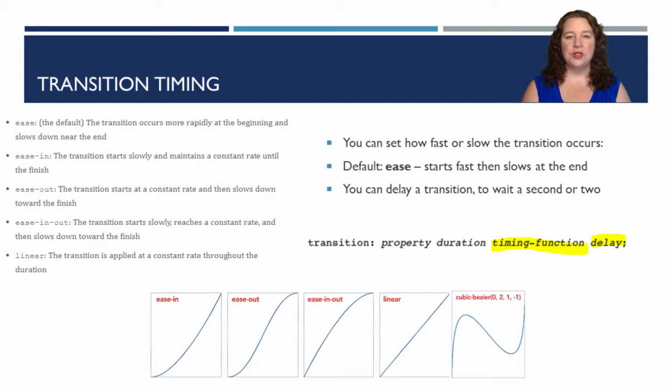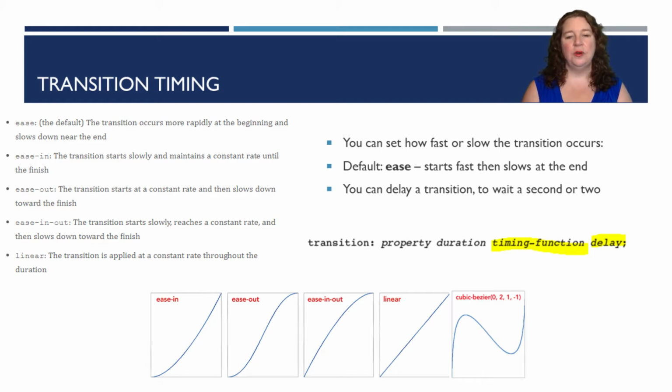How fast or slow does the transition occur? Most of the time you can just set it to linear, where it'll be the same speed from one side to the other. But the default is actually to ease, which is to start fast and then slow at the end. You can change that by setting that transition timing function to something different.